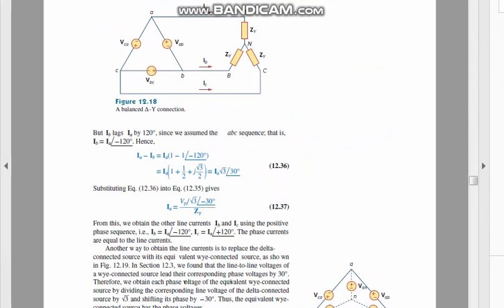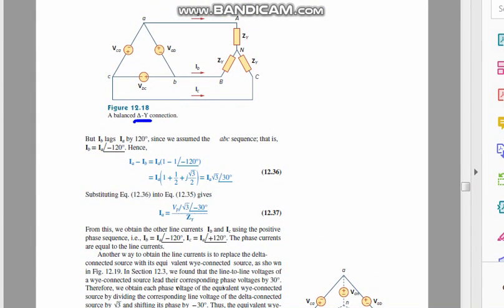Now get back to the pictorial representation of the delta Y connection. Here you can see VL and VP are similar. Phase voltage and line voltages are similar, but the loads are different. The line currents and the phase currents are also equal, as you can see here. IB is similar to the phase current, IA is similar to the load current, but the line voltage is different.